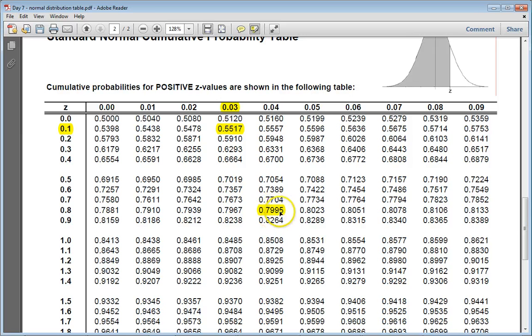Okay, so let's use 0.7995. Now let's translate that into a z-score. So looking to the left, I have 0.8. Looking above, I have 0.04. If I put those together, what's my z-score?